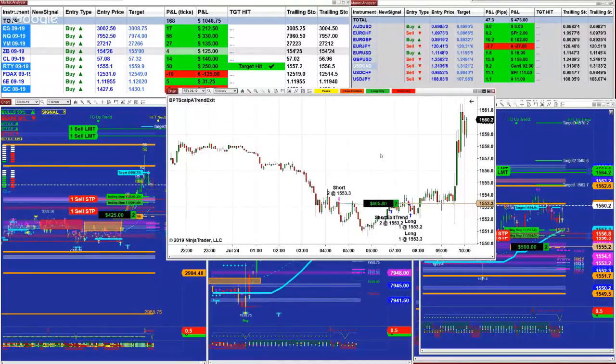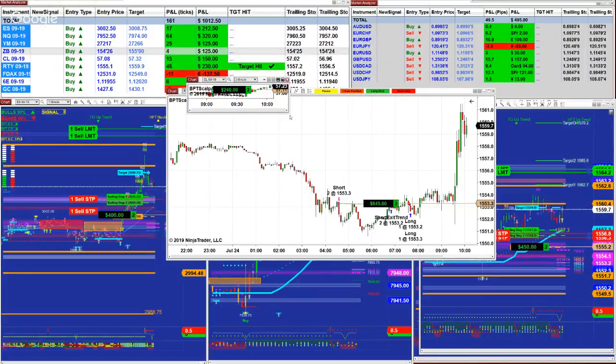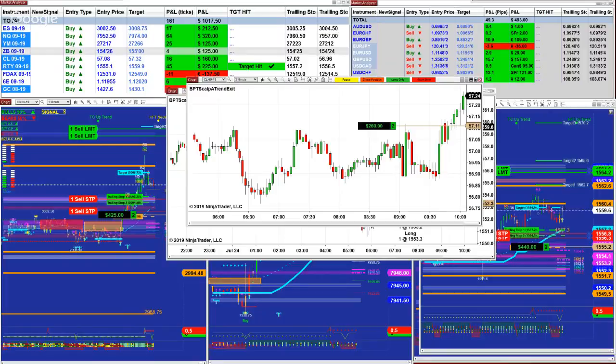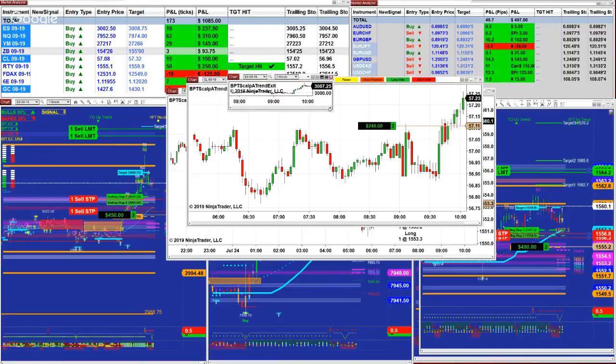For example, the Russell is still going up, with the swing trading. The CL is still taking a trade. We don't have any trade on the Nasdaq. We don't have any trade on the ES. This is funny.